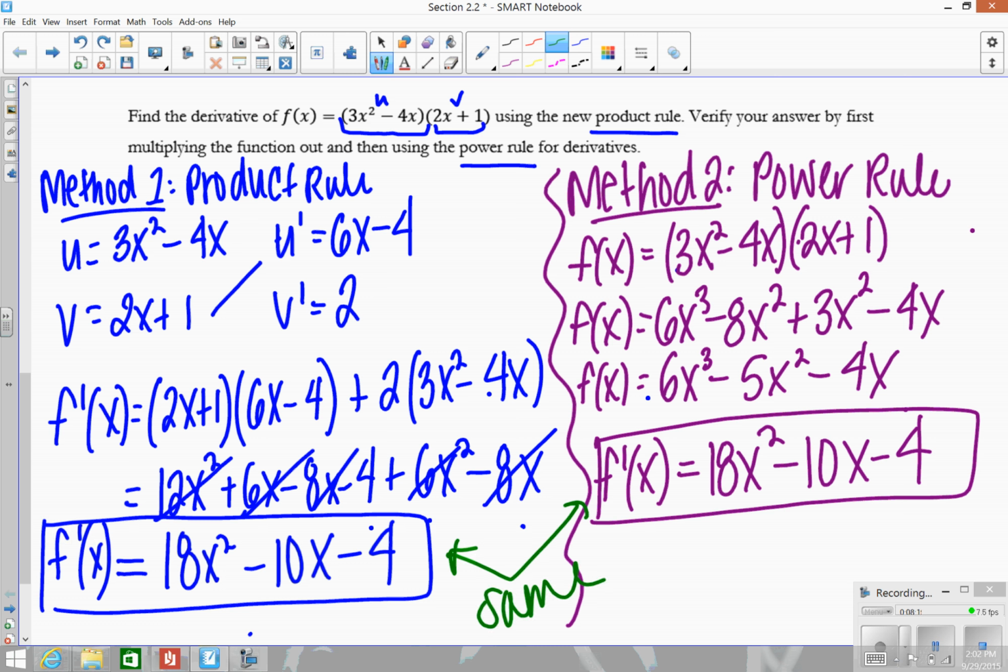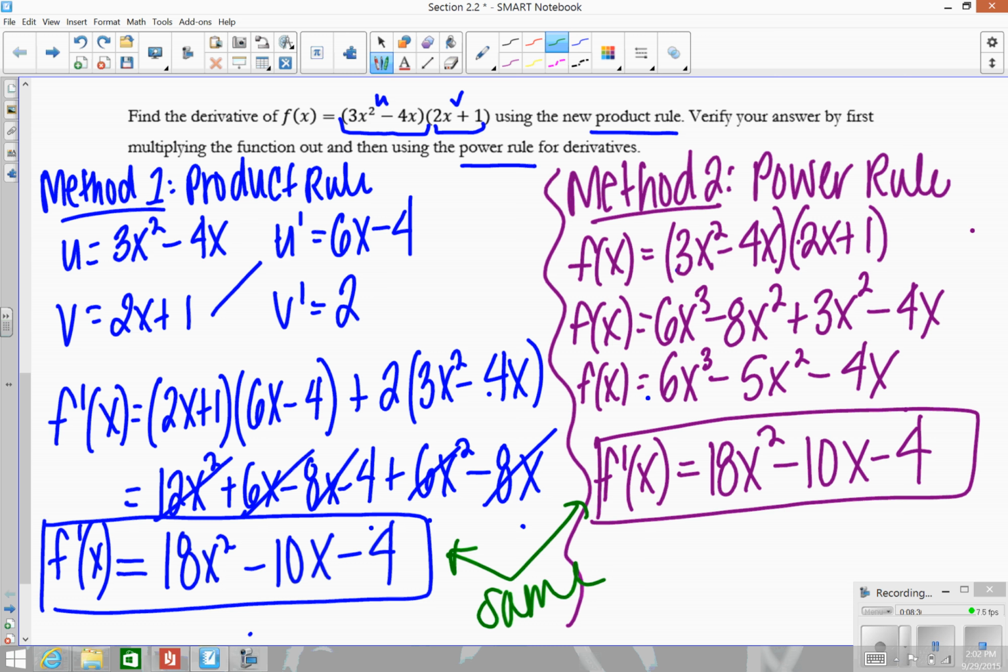using both methods. So at this point, it's really going to be a preference. Would you rather multiply out first and then apply the power rule, or do you want to just go right into the product rule? Totally up to you when it's a problem like this. When they become more complicated, you're going to see why the product rule is going to be important.